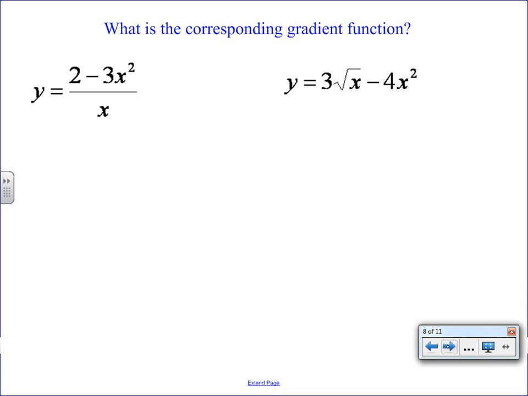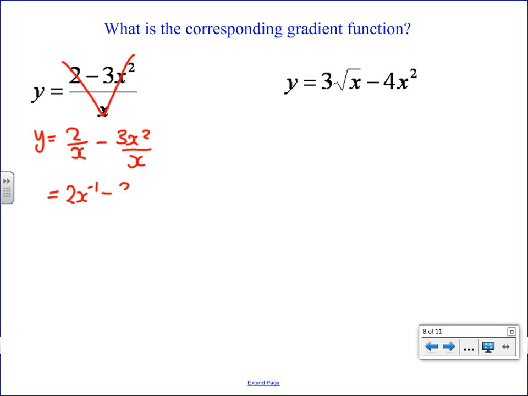So, first 2. We've got a fraction to deal with first. Did you just differentiate the top and differentiate the bottom? If so, you fell for the trick. You need to first sort it out so that it's in the form that we learned how to differentiate, where there's a number and an x and a power. So we have 2 over x minus 3x squared over x, which is 2x to the minus 1 minus 3x. Yes, now we can differentiate.